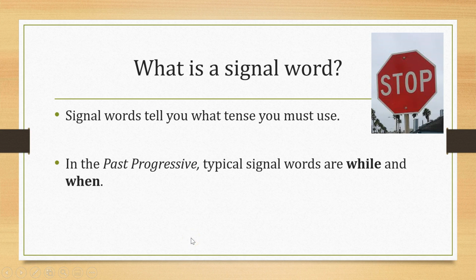Okay, next I want to talk a little bit about signal words. Signal words are words that tell you what tense you must use. For example, if I use the expression tomorrow, you know that I'm going to be giving you a future event, so you need to use future tense. Tomorrow I will do some housework. In past progressive, two signal words that are very common are while and when.